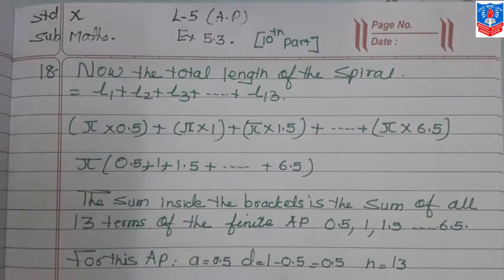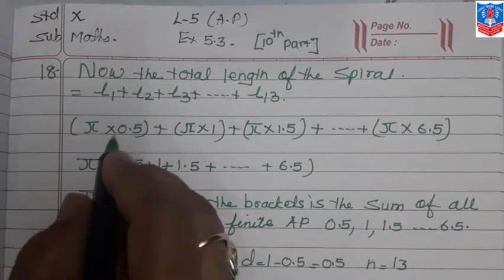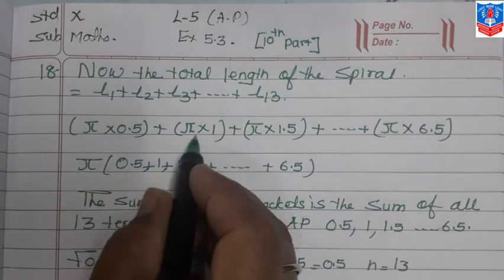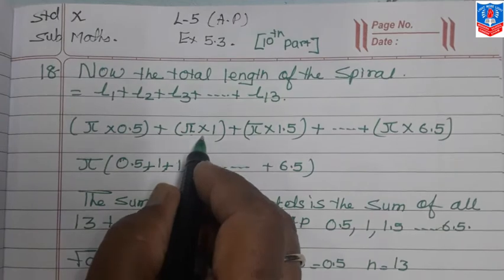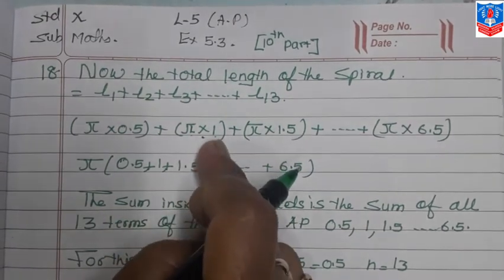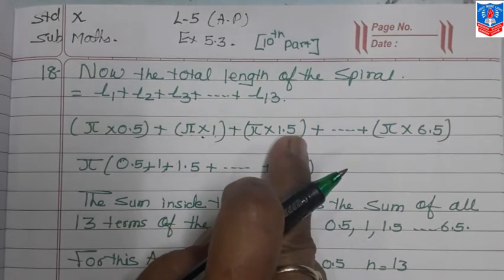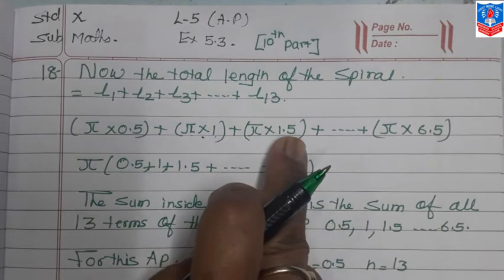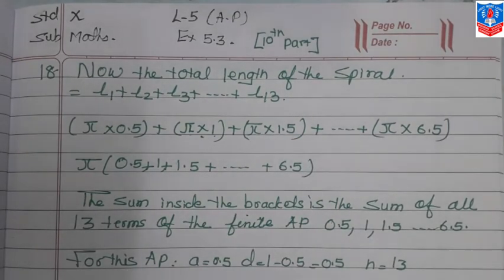So pi into 0.5. The length of the second semicircle with the center B, radius 1 centimeter, so we can say pi into 1 centimeter. Then here pi into 1.5 centimeter. The system continues till 13 semicircles are drawn. Then the 13th semicircle will be drawn with the center A and the radius 6.5.